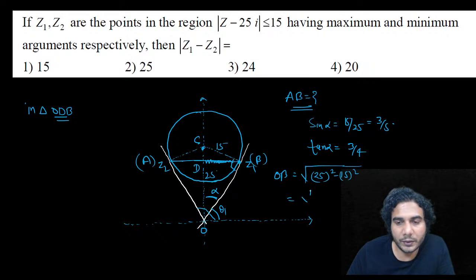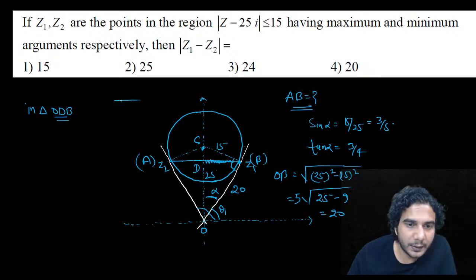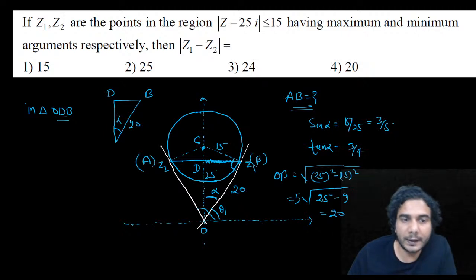So that is going to be 5 square, you can take 5 common. So it is going to be 25 minus 9, so 4 into 5, 20. All right. So this distance is 20, which is the base of this triangle OCB. Now we are using this triangle D, B, and O. This distance is known now, 20. This angle is known, tan alpha is known to us, sin alpha is known.